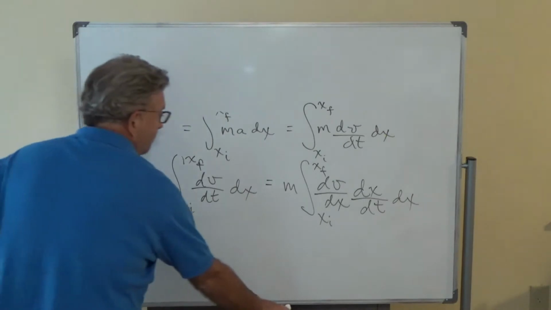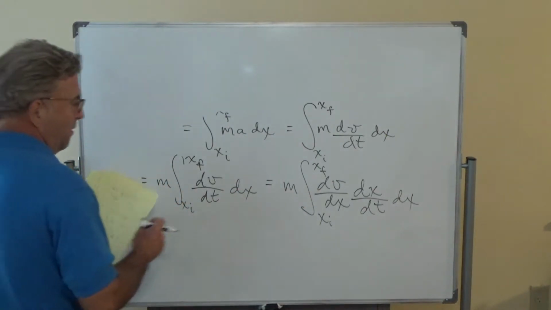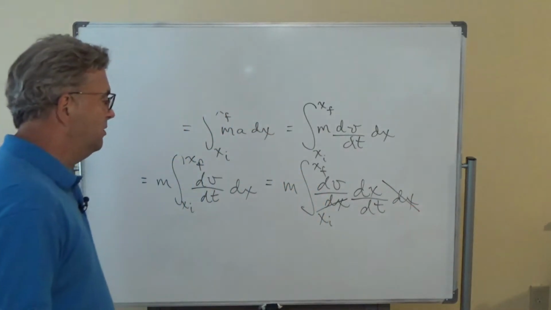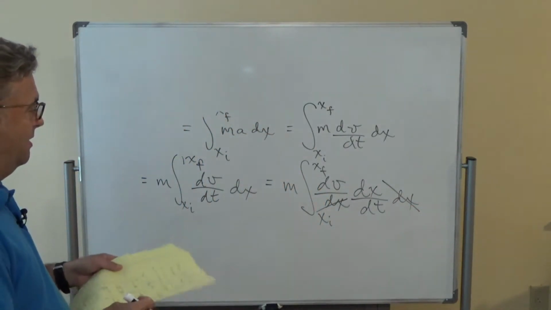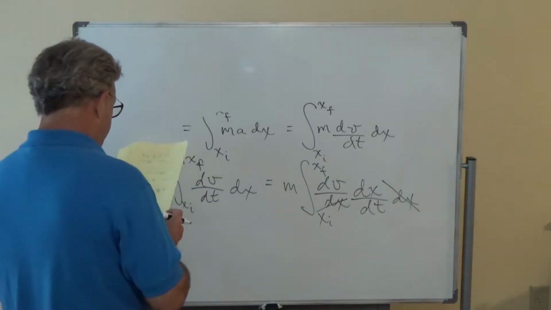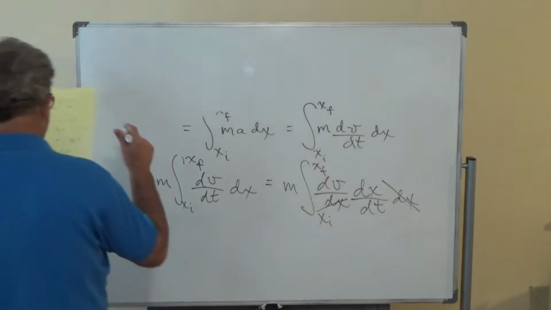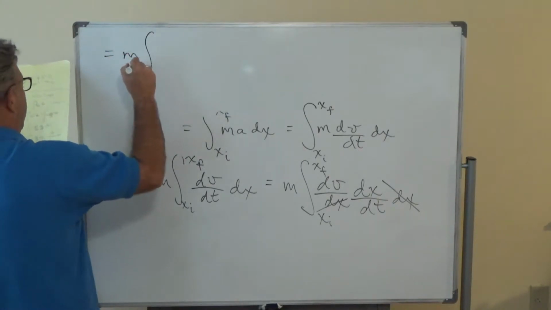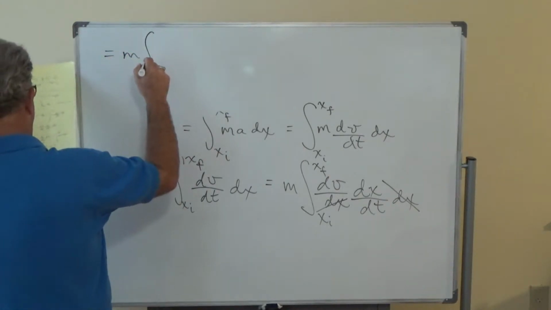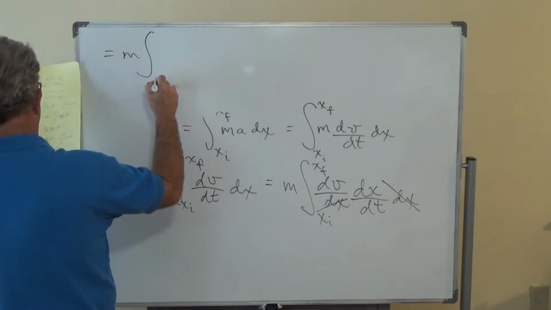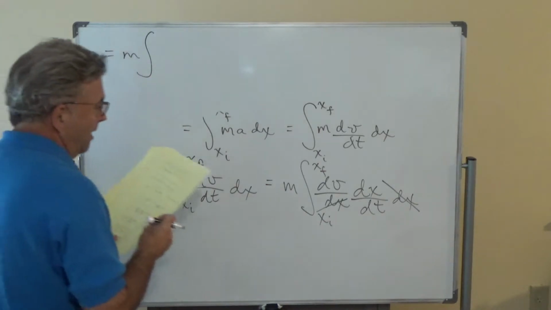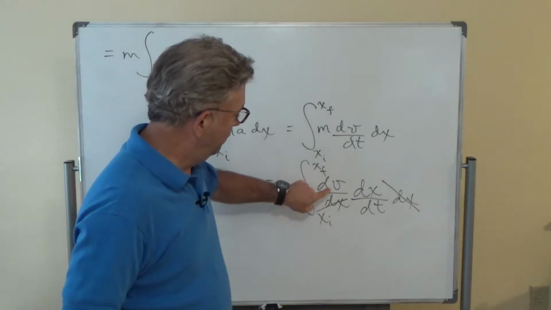And I'm going to move some things around here. This dx can cancel, so we're canceling differentials. That dx can cancel with that one, and we get the work is equal to the mass times the integral from x initial. Let me see. Yeah, this is okay. No. I'm going to make it a function of v now.